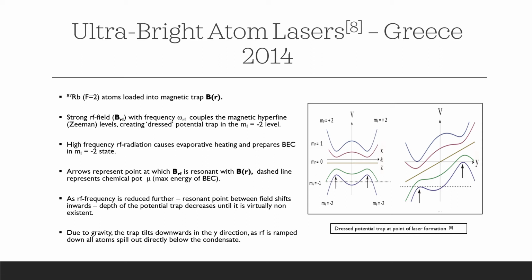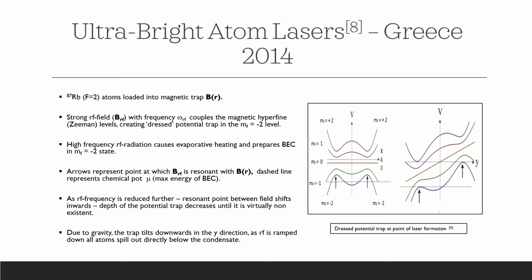How they achieved this was by intentionally using a strong RF field in order to couple the hyperfine Zeeman levels of the rubidium atoms, therefore creating the dressed potential trap in the MF-2 level. This is shown in the diagram to the right. They loaded rubidium atoms into the MF+2 state and ramped down the frequency of the strong RF field. This resulted in evaporative cooling and the Bose-Einstein condensate forming in the MF-2 state.